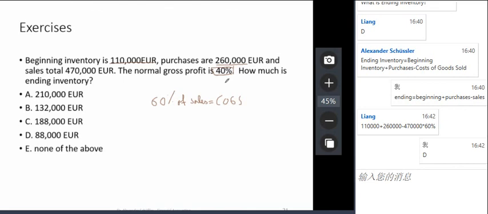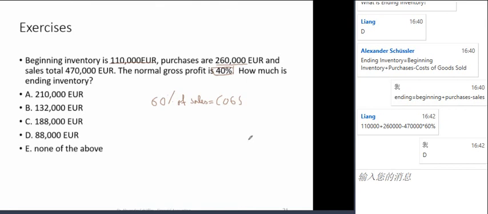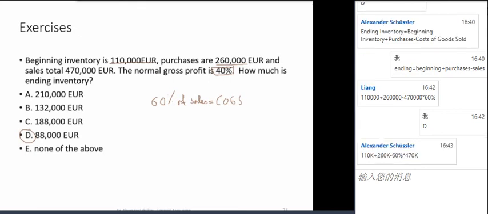Yeah, exactly. Very good, Liang, and very good. D is the correct answer, because you have to take 110,000 plus 260,000 minus 60% times 470,000. Yeah. So this is ending inventory.